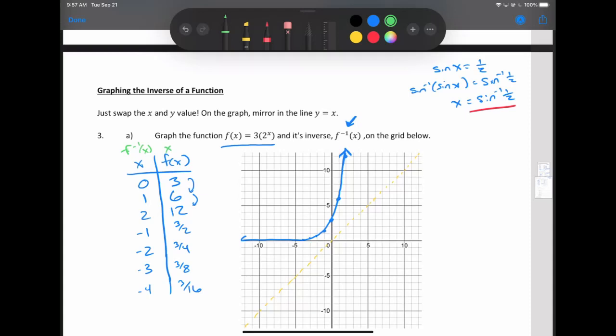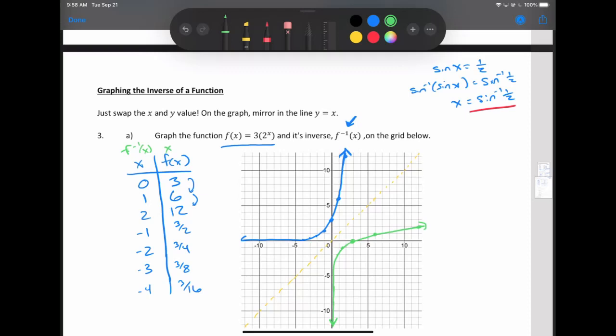And when we do that, instead of graphing 0, 3, we're going to graph 3, 0. And instead of 1, 6, we're going to graph 6, 1. And then we're going to graph 12, 2. And likewise, we're going to graph 3/2, -1 as (-1, 3/2) reversed, 3/4, -2, and so on. And so our graph is going to look like this, trying to make it look asymptotic, more or less succeeding. Okay, so that one there has actually got a vertical asymptote, but will not have a horizontal asymptote.